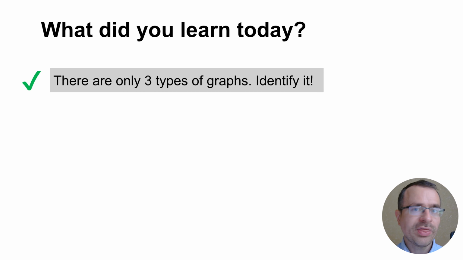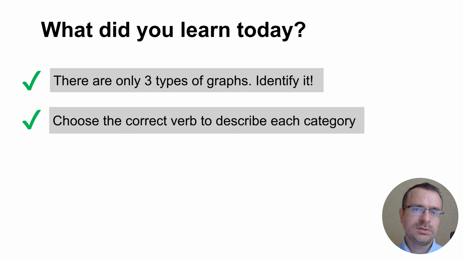So what did you learn today? Today you learned two things. The first one, there are only three types of graphs and we need to identify them. And if you want to get a better grade, higher points for the lexical resource or the grammatical range, it's better to use the correct verb for each category. Guys, there are only three categories: dynamic, static, and diagram.